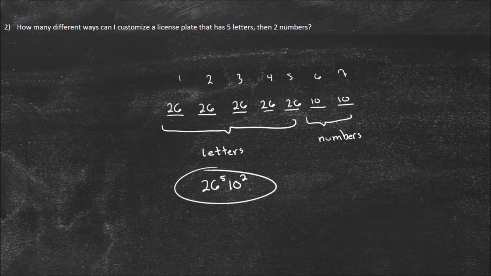So hopefully that makes sense, because you get 26 options for the first 5 situations, and then you get 10 options for the last 2. So those are the ways I can customize my license plate, and you'll notice how quickly this number rises. If you do this on your calculator, you're just going to get a huge number. So it's pretty interesting to see how many different ways you can organize just 5 letters and 2 numbers.